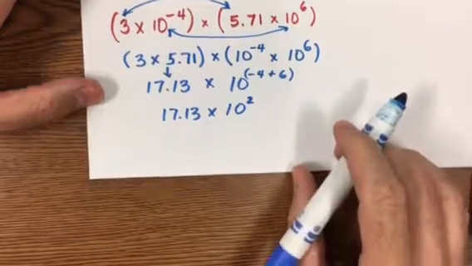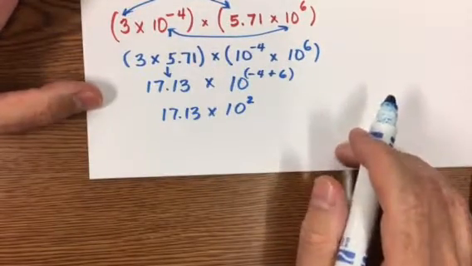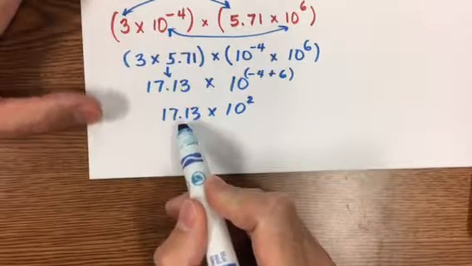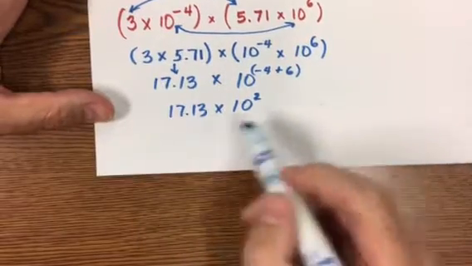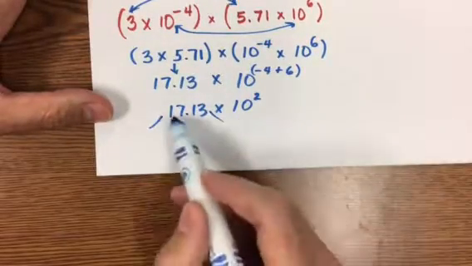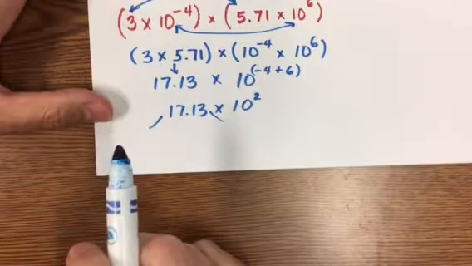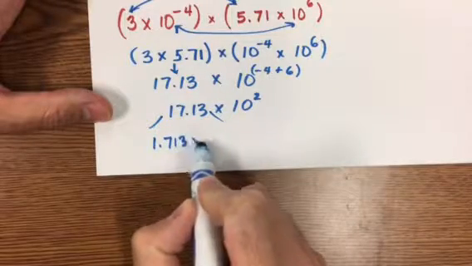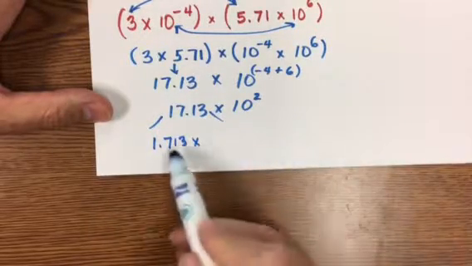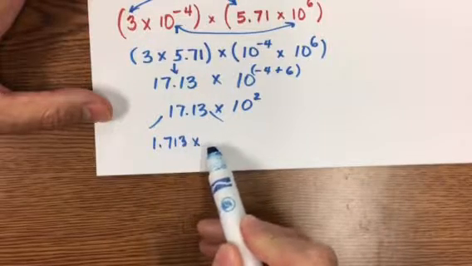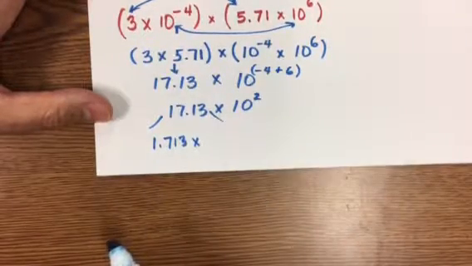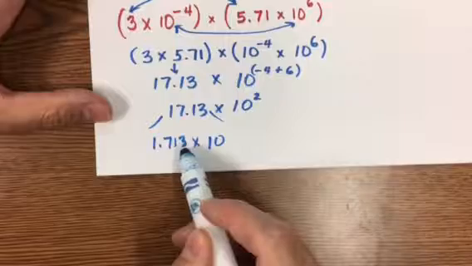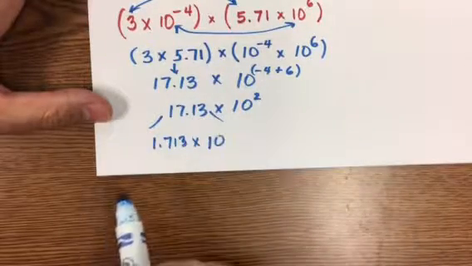All right, now, this is not in proper scientific notation. When it is, this 17.13 will be 1.713. So, what I'm going to do is, I'm going to factor 17.13 so that it's 1.713 times something. Now, what is 1.713 times something that's going to give me 17.13? It's times 10. 1.713 times 10 is the same thing as 17.13.